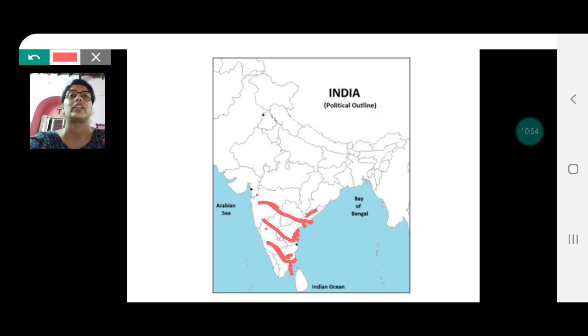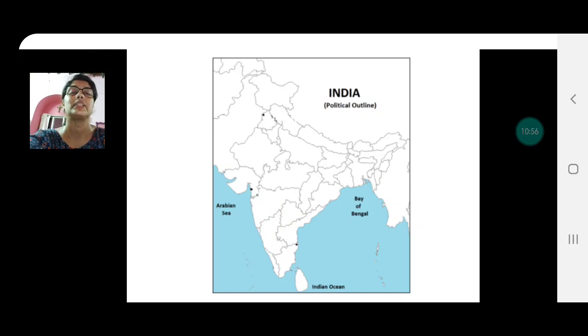Please use different colors, different signs and symbols. Rivers, you cannot use different symbols. You have to use blue lines. Mountains, we normally use brown color. Plateaus, we normally use yellow color. And for plains, we use green color. So with this, we end with the map of India.